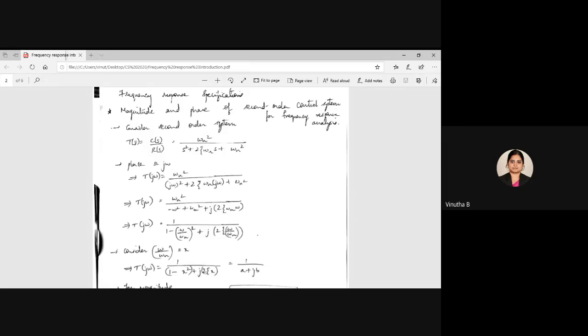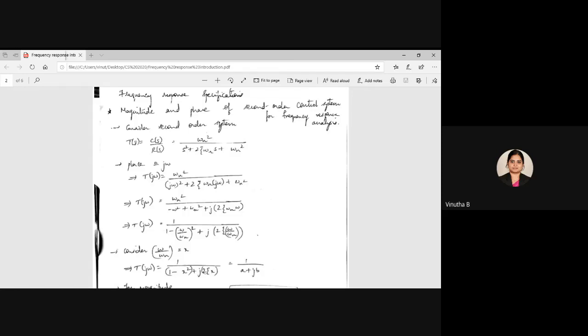Okay, so here you can see, to start off with frequency response specifications, we have many parameters to consider. One is magnitude and phase. Then we have to consider the resonant frequency. Then we have omega terms, frequency terms. Then we have zeta terms. And then there is bandwidth. So all this we have to find out before we actually go into the Bode plots. So now, frequency response specifications. Let's see the magnitude and phase of second order control system for frequency response analysis.